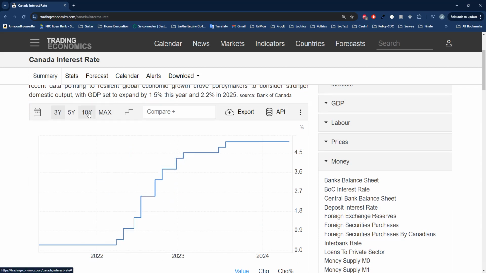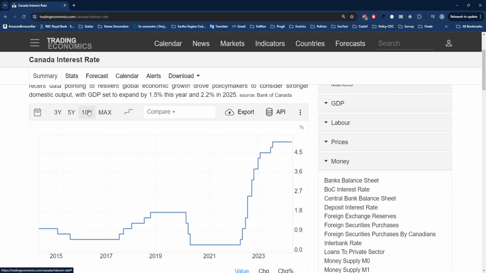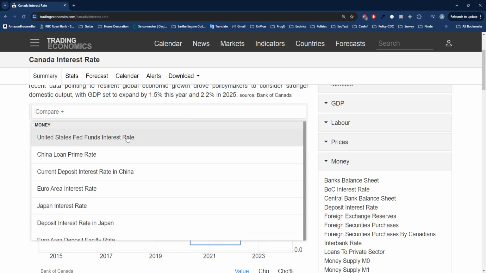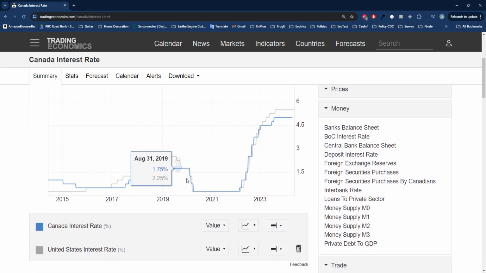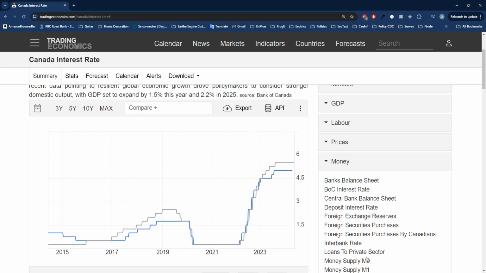Now I want it for the past 10 years. I'll click directly here for 10, and I want to compare it to USA. So I'll come to where we have compare, click, and take United States Fed Fund interest rate. I'll click on it, and here we can see how it looks like for the past 10 years. You can clearly see the different behavior, and once you get to this point, you want to make sure you can see everything.